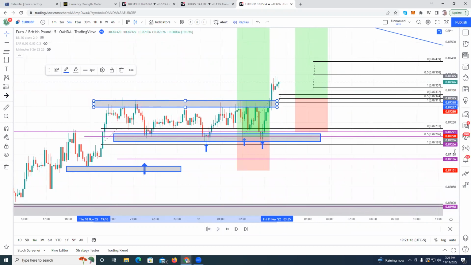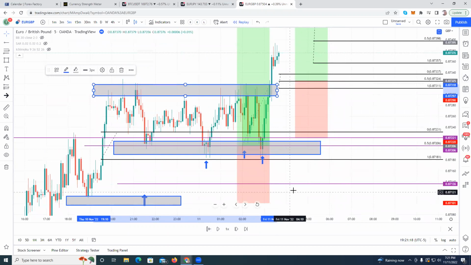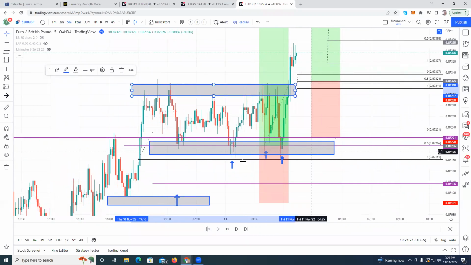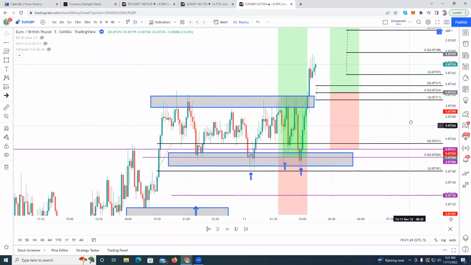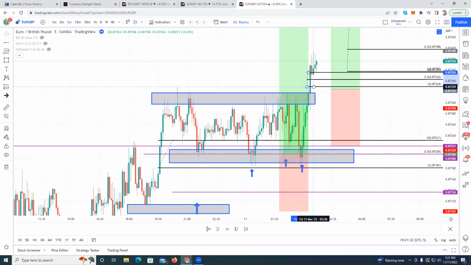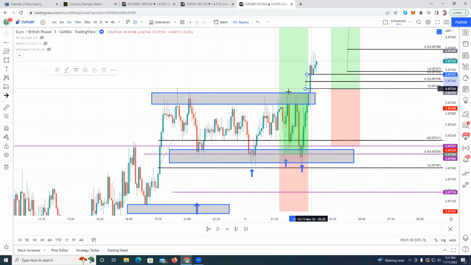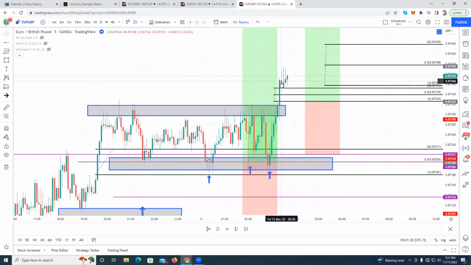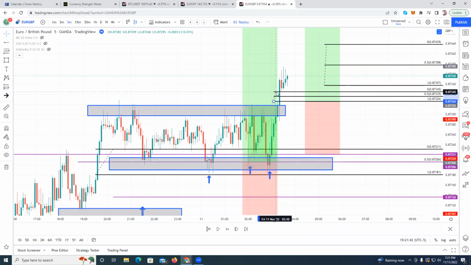I'm going to pause it right there. It is acting as support, correct? It's a significant area of interest. Now take a look at this. This is a 5-minute time frame on Euro GBP. Price has created a higher high. We have confirmation of higher lows. These are our higher lows.